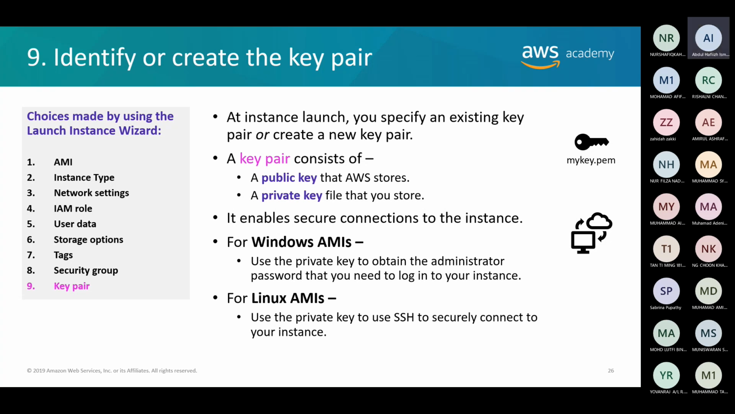So Amazon EC2 uses public key cryptography to encrypt and decrypt login information. The technology uses a public key to encrypt a piece of data, and then the recipient uses the private key to decrypt the data. The public and private keys are known as a key pair. Public key cryptography enables you to securely access your instances by using a private key instead of a password.